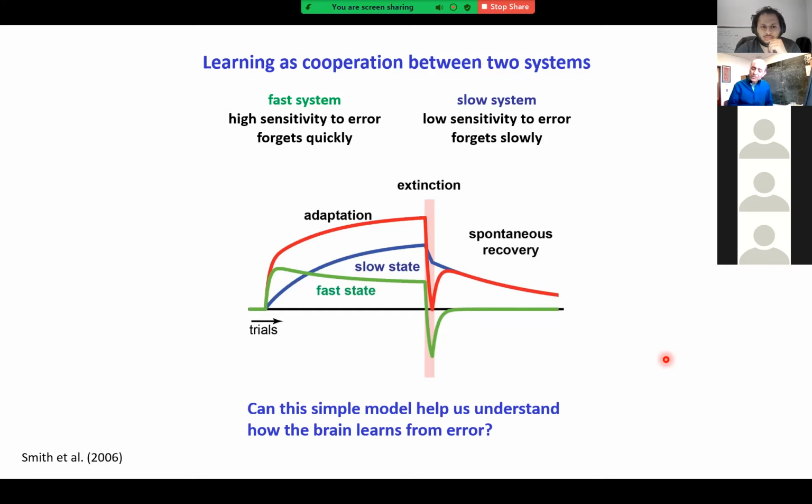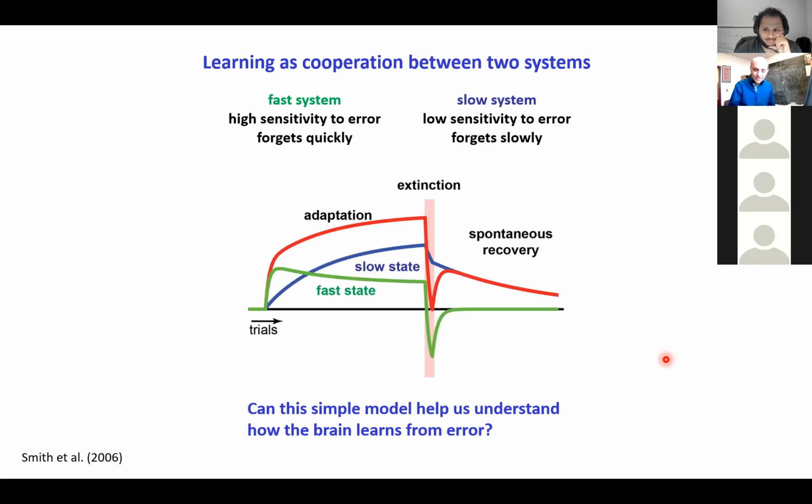Actually, it's a little bit more complicated, right? This is just with two states. In reality, you may have more than two states, and the time scales can vary. But the basic concept I want you to understand is that if you had different sensitivities to error and different retention properties in these two imaginary systems, then in principle, you'd have a way to think about why unlearning is difficult.